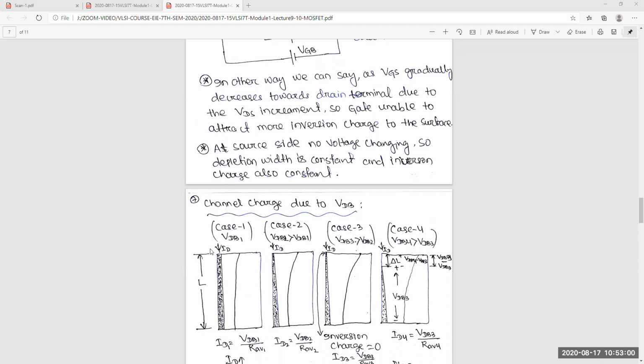Okay. So here, suppose VDB1. The current will be, how will we define the current? This is voltage by resistance, yes or no? Some voltage drop is there, some current is flowing, that means some resistance is there. So this part is nothing but your resistance.